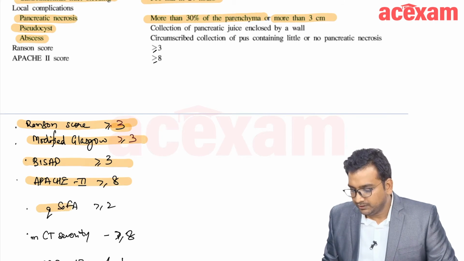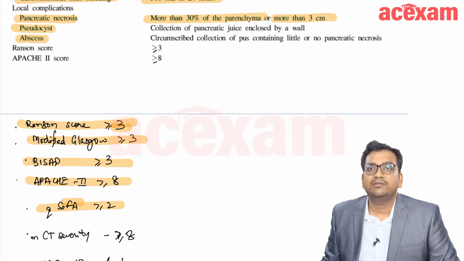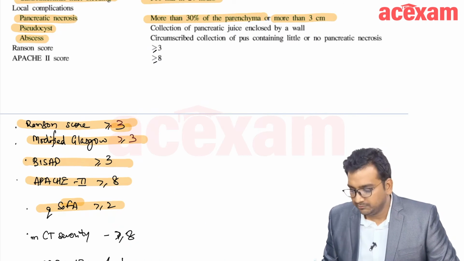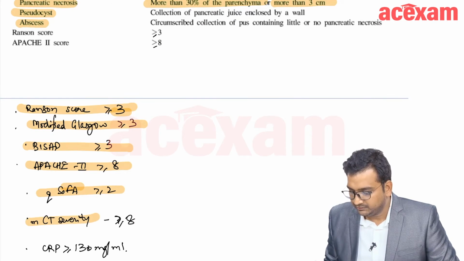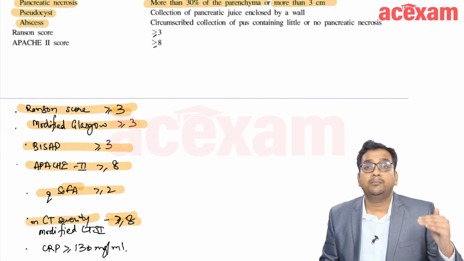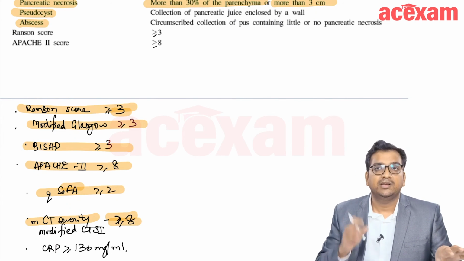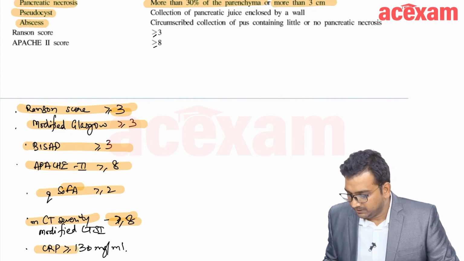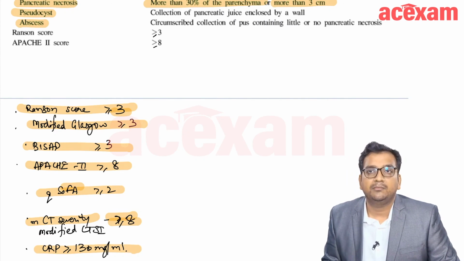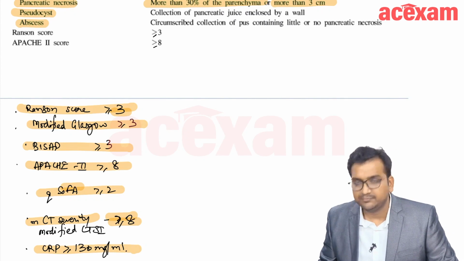qSOFA, quick sequential organ failure assessment, more than or equal to 2. Modified CT severity index, also known as modified CTSI, if it is more than or equal to 8. This includes pancreatic or peripancreatic problems, necrosis of the pancreas, and extrapancreatic complications. And if the CRP level is more than 130 milligram per milliliter, then this indicates severe acute pancreatitis.